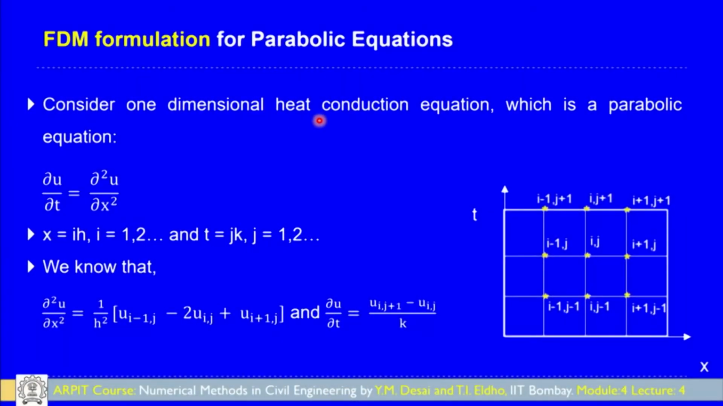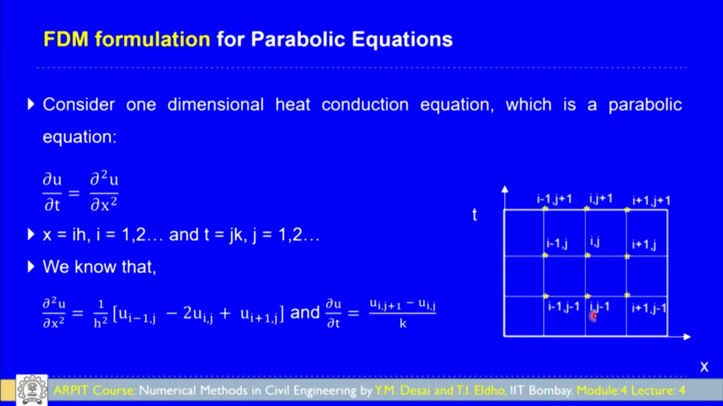Here consider the one dimensional heat conduction problem, which is actually called the diffusion equation. The one dimensional heat conduction equation can be written as del u by del t is equal to del square u by del x square. This is a one dimensional problem, but time is also involved. So, this is the x direction and this is the time. This is the governing equation.